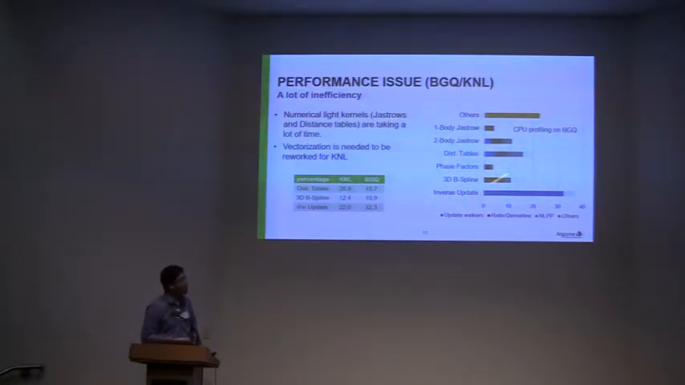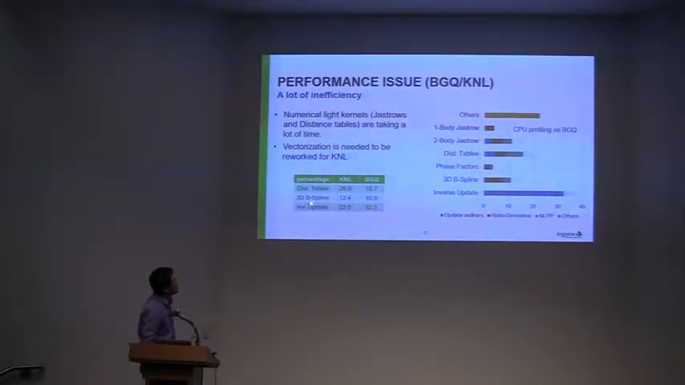QMC during the calculation involves several different types of kernels. The B-SPLINE kernel deals with orbitals. It's more like dense linear algebra. Then the JASTROW factors or distance tables look like a particle code. So these types of calculation have distinctive features, but they all have the N particle parallelism that can be taken advantage of. On those kernels, we noticed that the numerically light kernels like JASTROW factors and distance tables are taking a lot of time, much higher than what we expected. So we were wondering why this was happening.